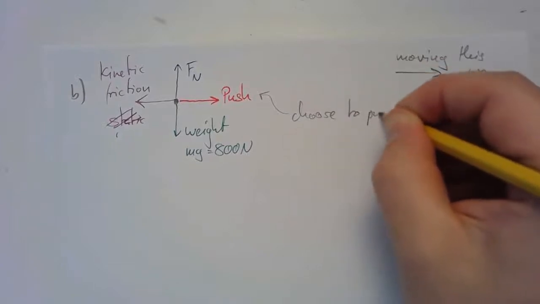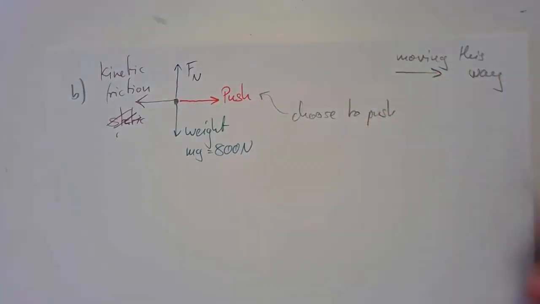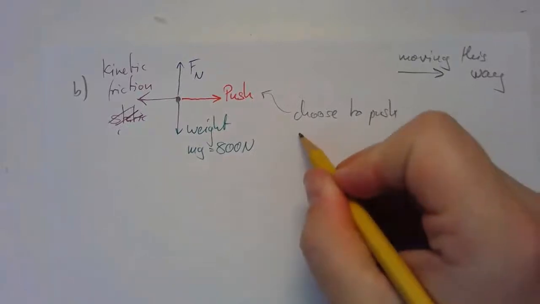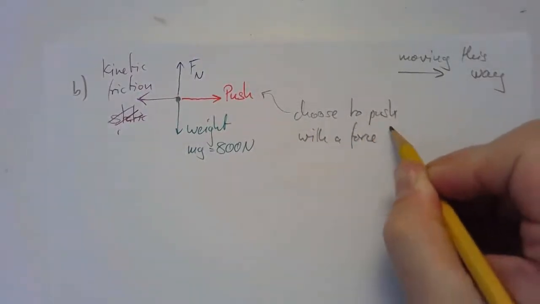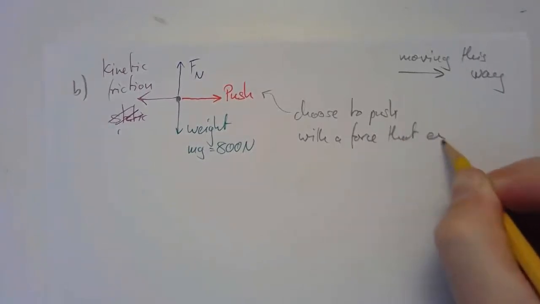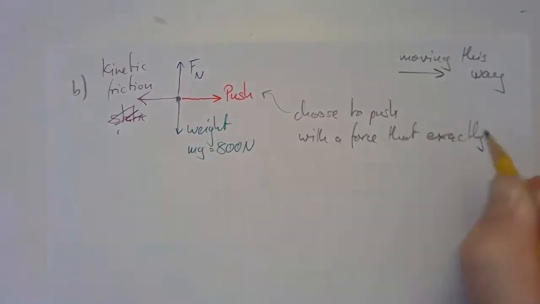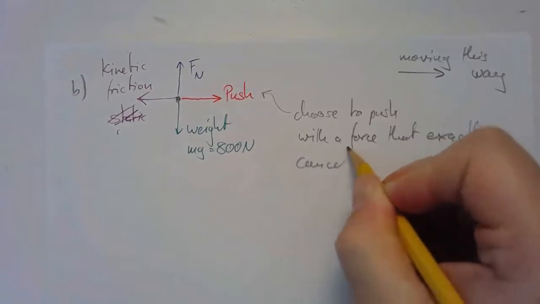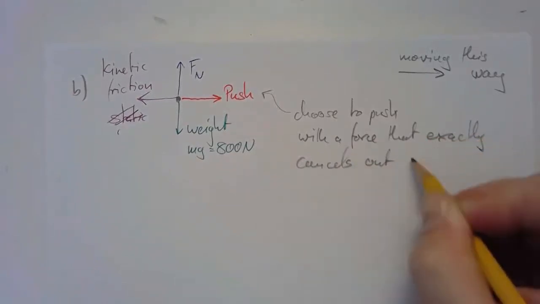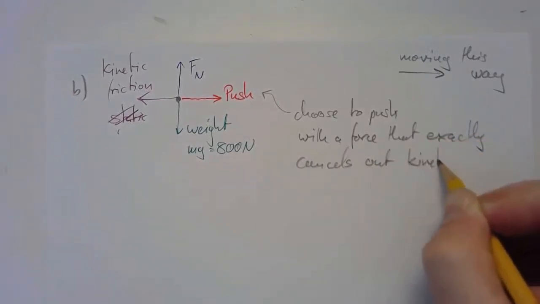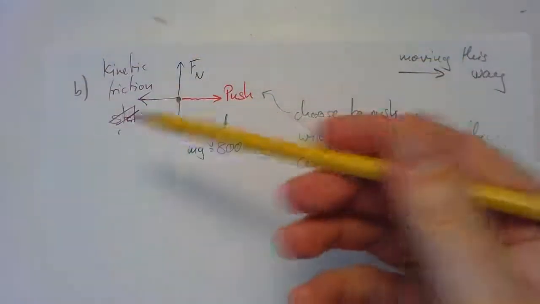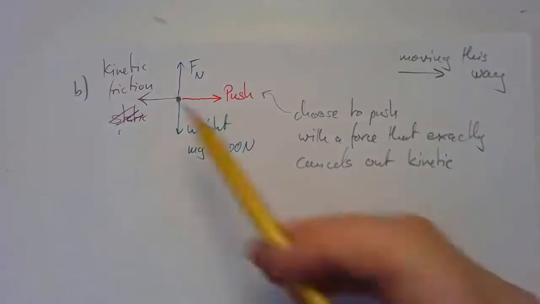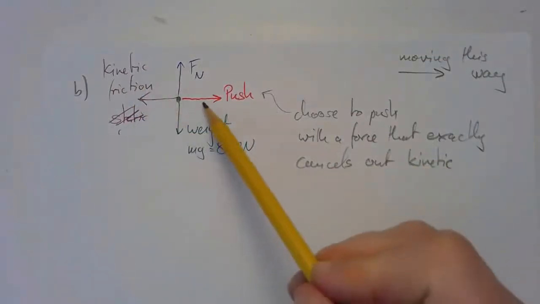Choose to push, because we can choose how hard we want to push, with a force that exactly cancels out the kinetic friction, right? If I push a bit harder, I'm going to get acceleration. If I push a bit less hard, the box might be slowing down. So kinetic friction doesn't care about how hard you push.